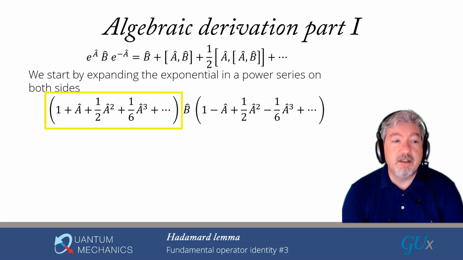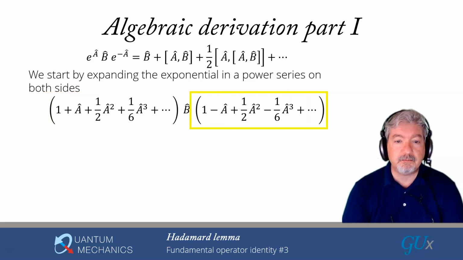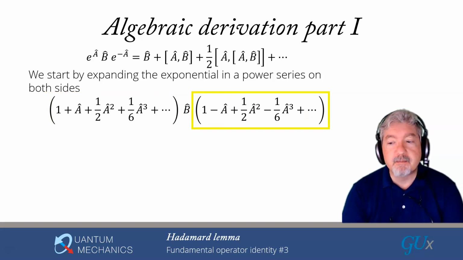And what we find is on the left-hand side, I get 1 plus A plus 1/2 A squared plus 1/6 A cubed and so forth. On the right-hand side, because of the minus sign, I get an alternating series there. So it's 1 minus A plus 1/2 A squared minus 1/6 A cubed and so forth.